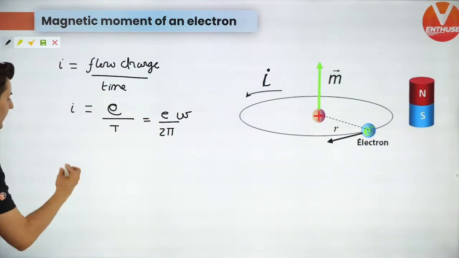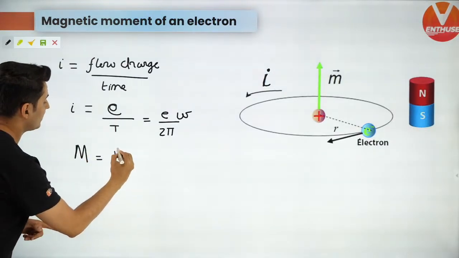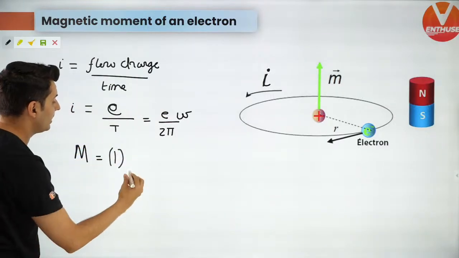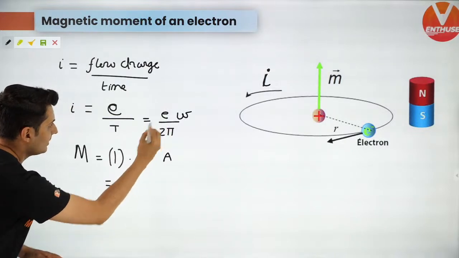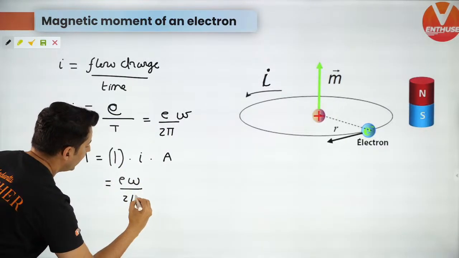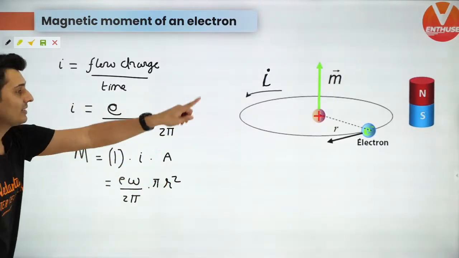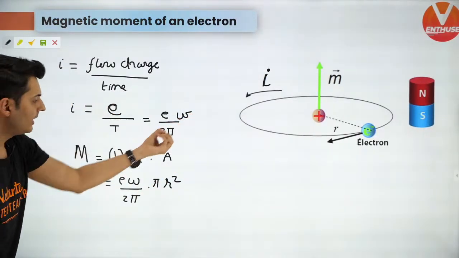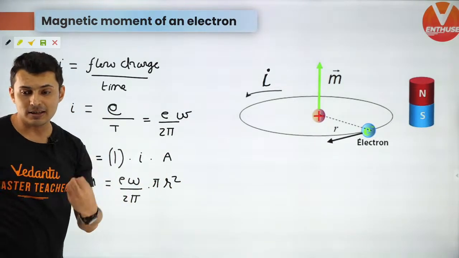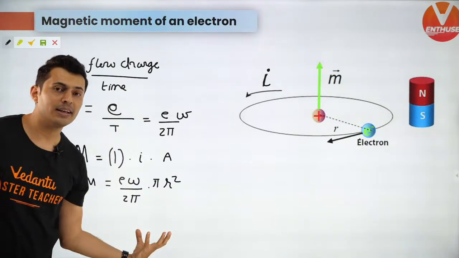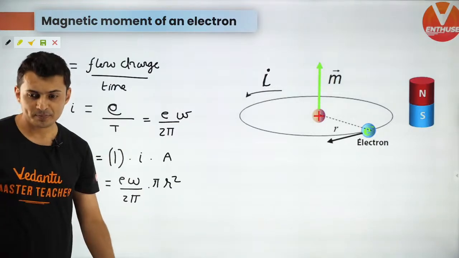Now once I know i, I can find the magnetic moment. Magnetic moment will be number of turns, which is 1 because I took only one time period, into i into area. Now i is e omega by 2 pi. And what is the area? Pi r square, because it's a circular orbit, the enclosed area will be pi r square. So that is the magnetic moment. I hope this is clear, everyone. Come on, show some support if you guys have understood this.